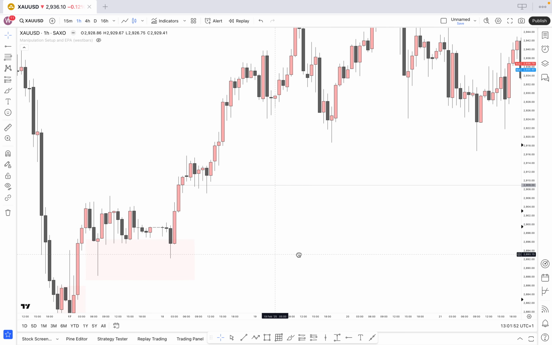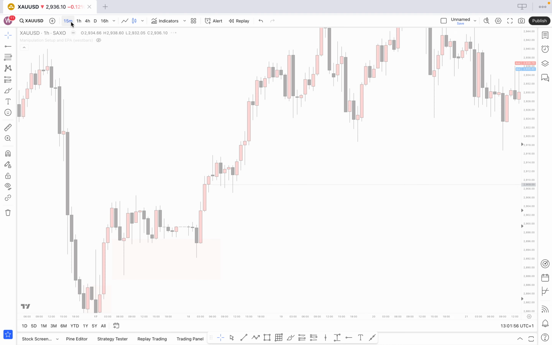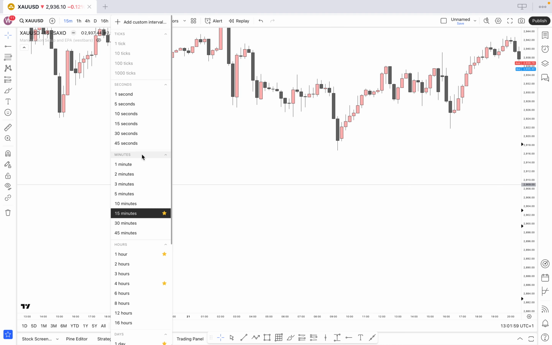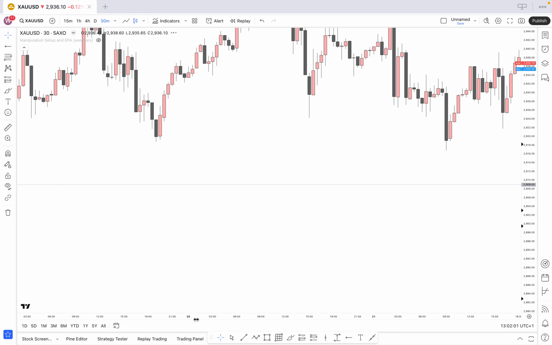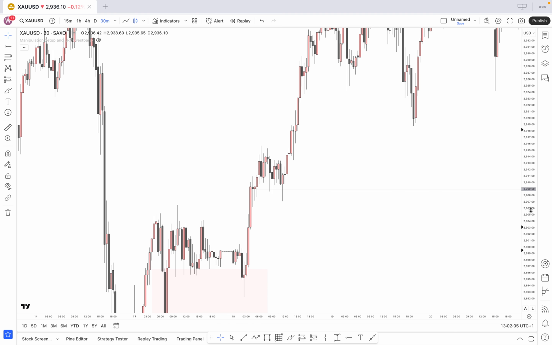So what happens? Price comes, taps. Again, for recency bias, one of the things you would see is equilibrium. So in M15, one time frame below, let's say M30. So let's see M30, see equilibrium. So equilibrium, one time frame below, taps, and boom, same thing over and over again.